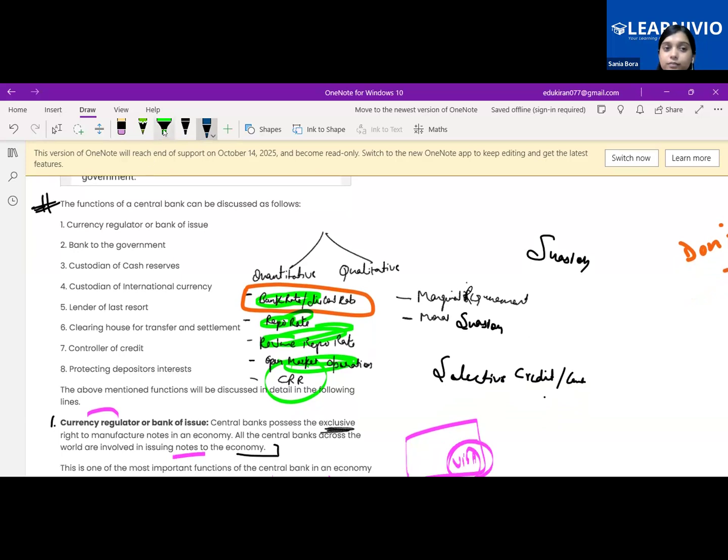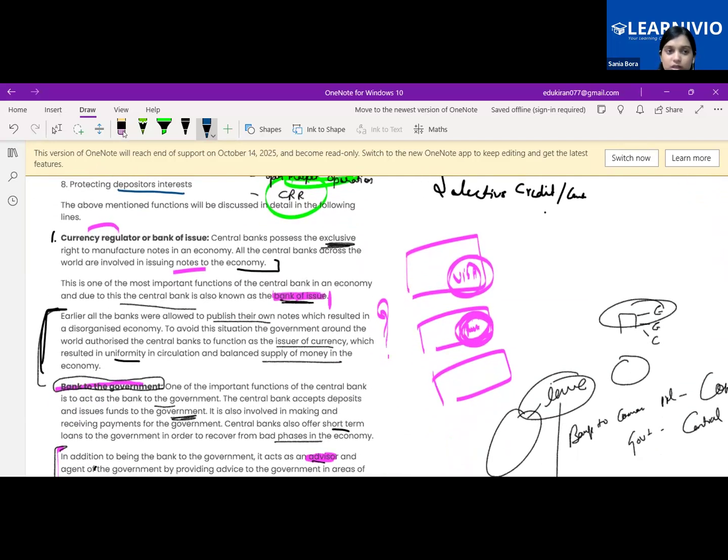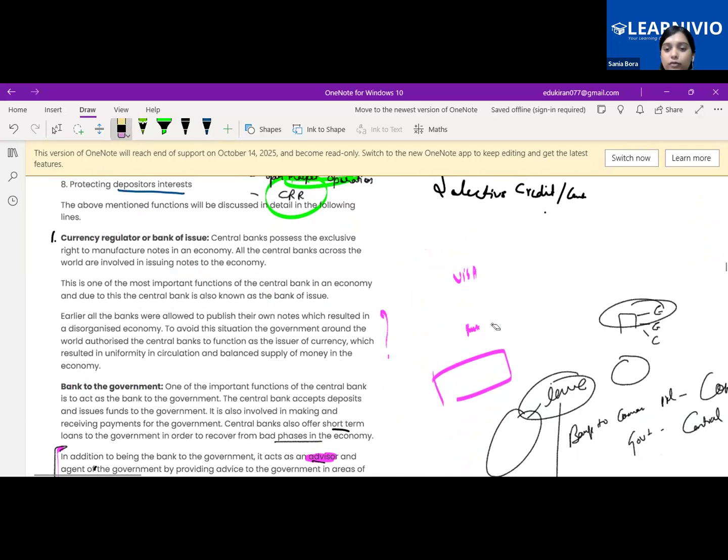Okay, so first of all, the functions: currency regulator or bank of issue, bank to the government, custodian of cash reserve, custodian of international currency, lender of last resort, clearing house or transfer settlement, controller of credit, and protecting deposit interest. Now let's understand the functions one by one. Very first is currency regulator or bank of issue.